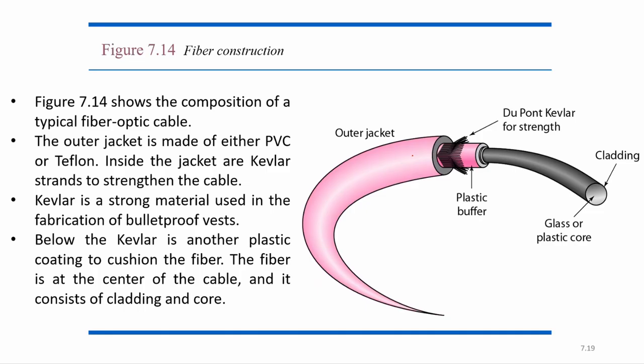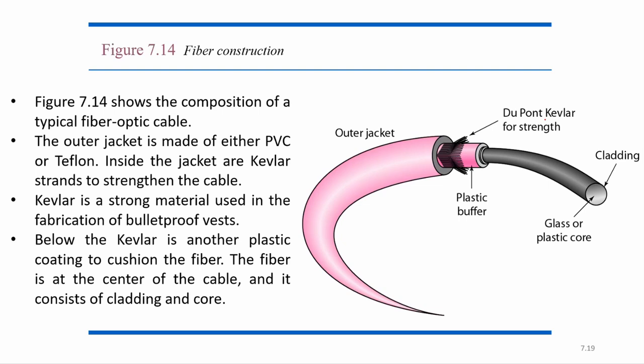Next is the fiber construction. How it is constructed, we can see here with the different components given. A glass or plastic core will be used, and just above that there will be a cladding. The core along with the cladding will be together, with no separation in between. After that, there is a plastic buffer, a plastic covering. After that, there is Kevlar.